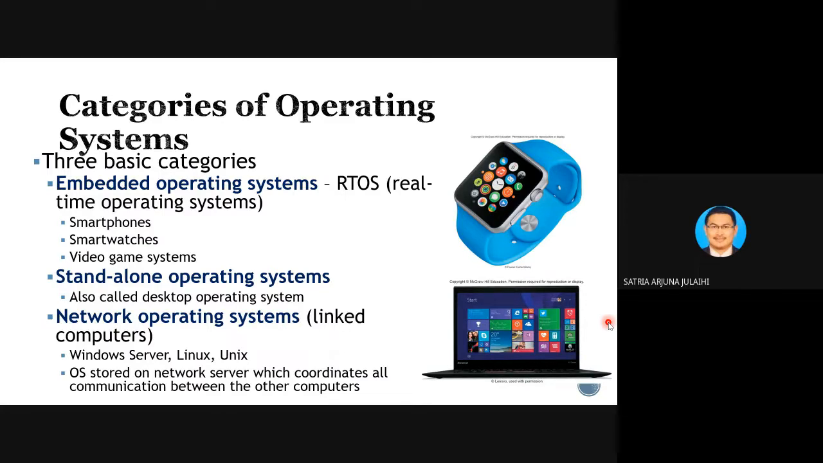Standalone operating system, also called desktop operating system. For example, just now we are talking about Windows, we are talking about Mac OS. Network operating system is the operating system that have something to do with operating or managing the network. So this is, for example, Windows Server, Linux, Unix, and so on. Okay, so embedded, standalone, and network operating system.